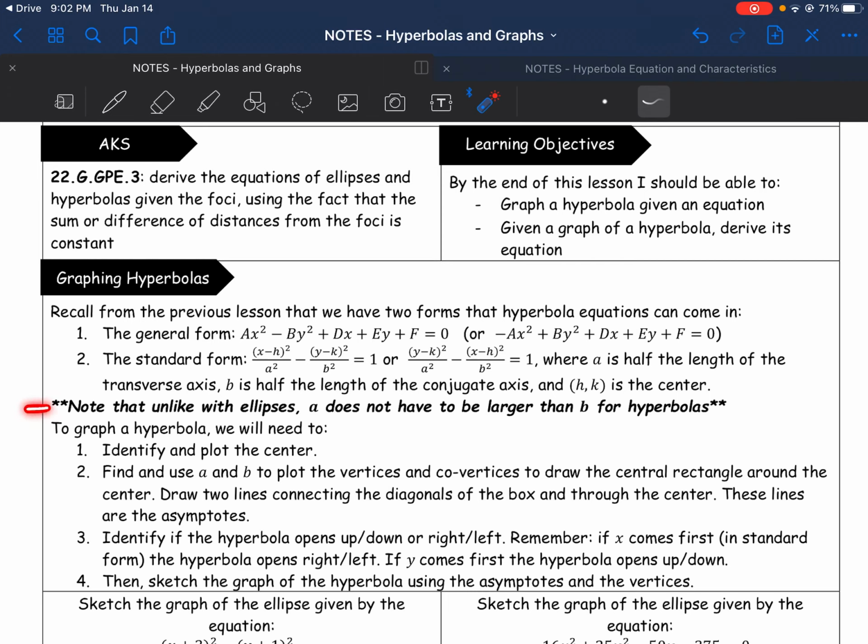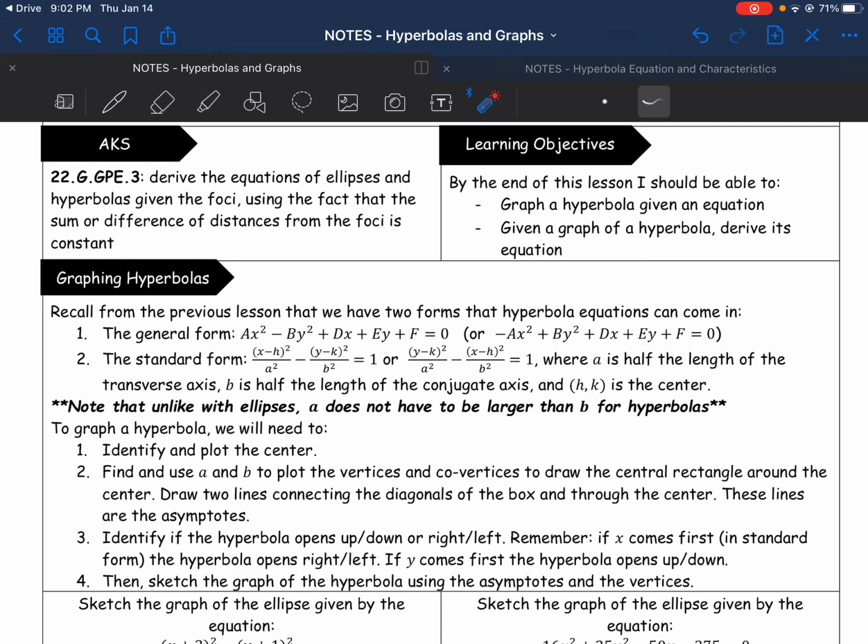Also remember, very important, that unlike with ellipses, A does not have to be larger than B for a hyperbola. So our goal here is, given an equation, to be able to graph the hyperbola. In order to do this, the first thing we need to do is identify the center and plot it. Then we need to find and use A and B to plot the vertices and covertices. This will allow us to draw the central rectangle, and when we connect the diagonals of the central rectangle with some lines, that's going to give us the asymptotes.